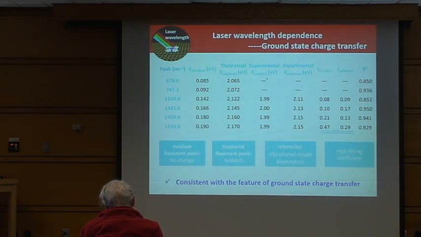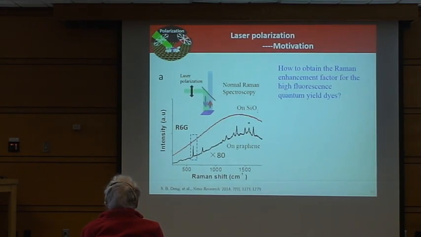Here is just the data we extract from the vision. About the laser polarization, we want to do this because some of the molecules have very high photoluminescence, and it's very hard to get the Raman signal on the silicon oxide substrate without graphene. But we want to compare the Raman intensity with graphene and without graphene, so we can tell the enhancement factor. So here we developed a method called the polarization difference technique.